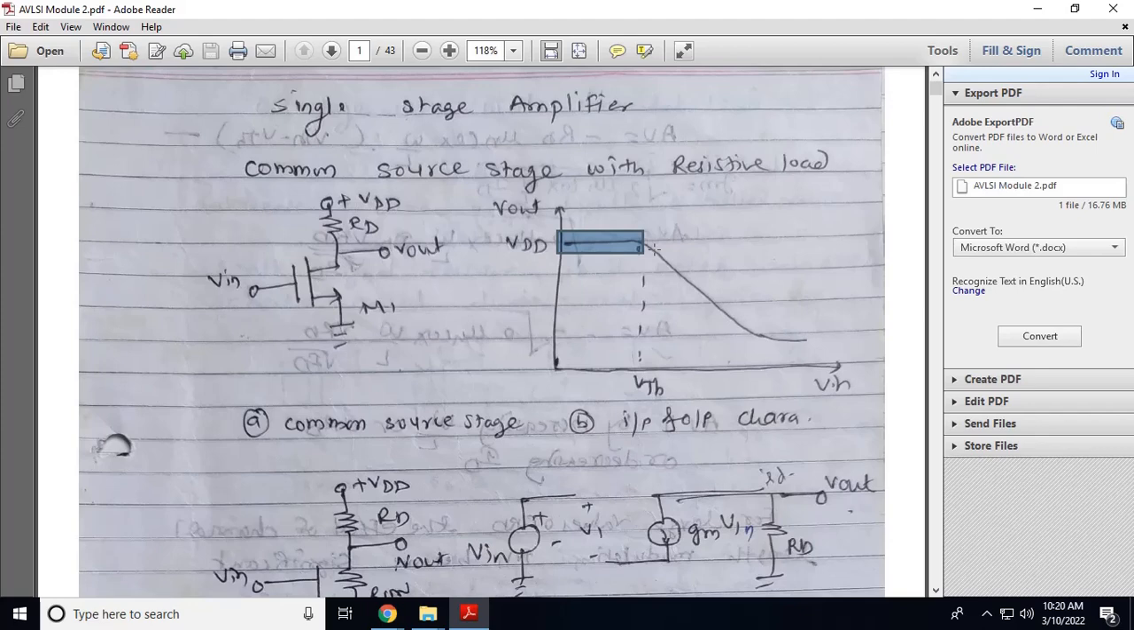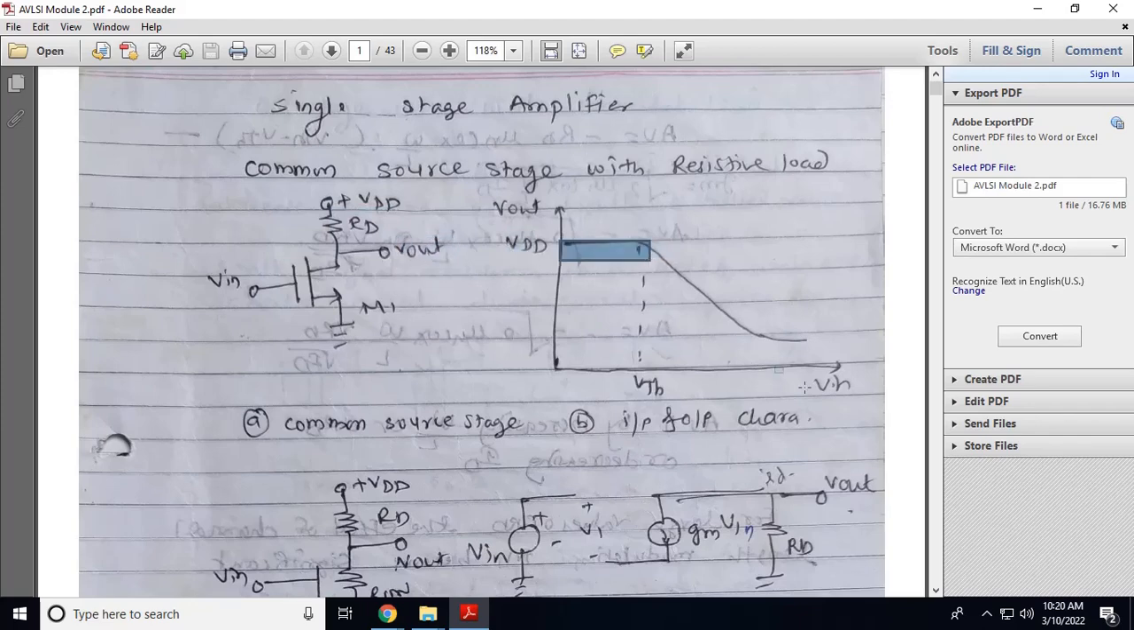VTH is the minimum threshold voltage applied to the gate terminal of the transistor to create the channel. Once the channel is created, electrons move from source to drain and drain current starts to flow in the MOSFET. But when V in is less than VTH, the transistor is turned off, so no current will flow through this resistance RD and output is equal to VDD. So this is the output.